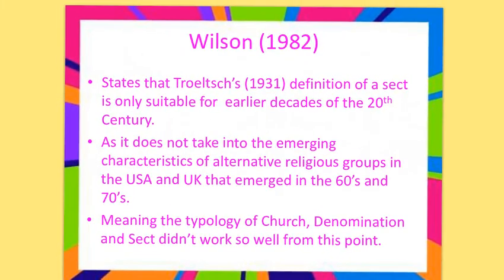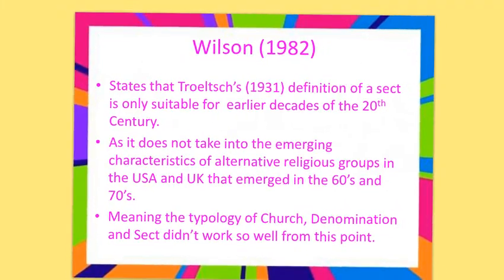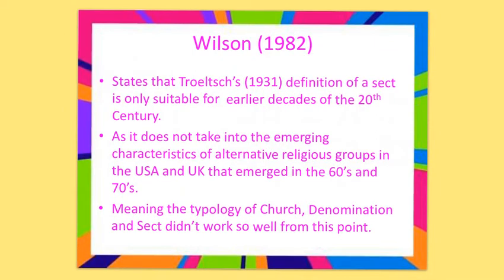Now, why are we talking about this? It's because the typologies, the definitions that we've been looking at, are constantly changing. There's an increasing need for us to constantly look at the ambiguous situations some of these religious groups fall into and see if there's actually a problem with the typology and whether we may need to revise it. Wilson in 1982 states that Troeltsch's definition of a sect is only suitable for earlier decades of the 20th century, as it does not take into account the emerging characteristics of alternative religious groups in the US and UK that emerged in the 60s and 70s.